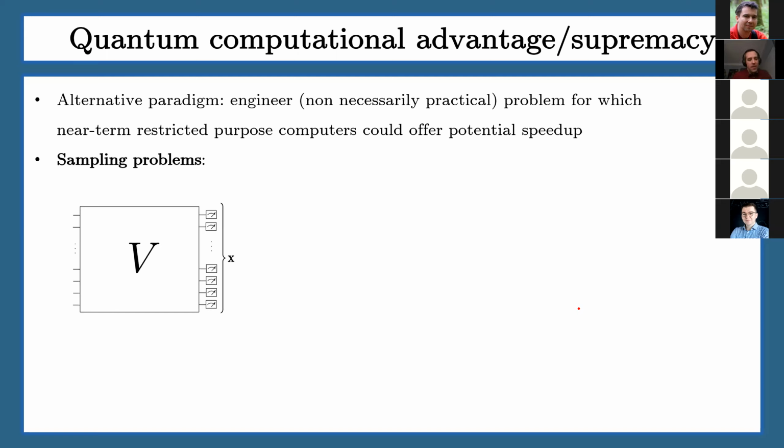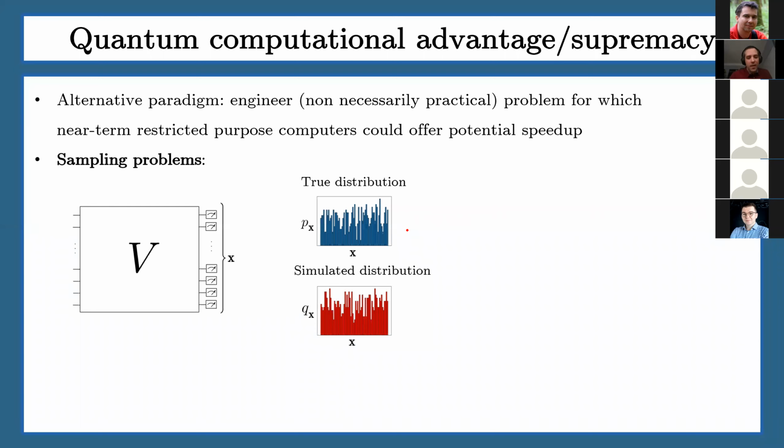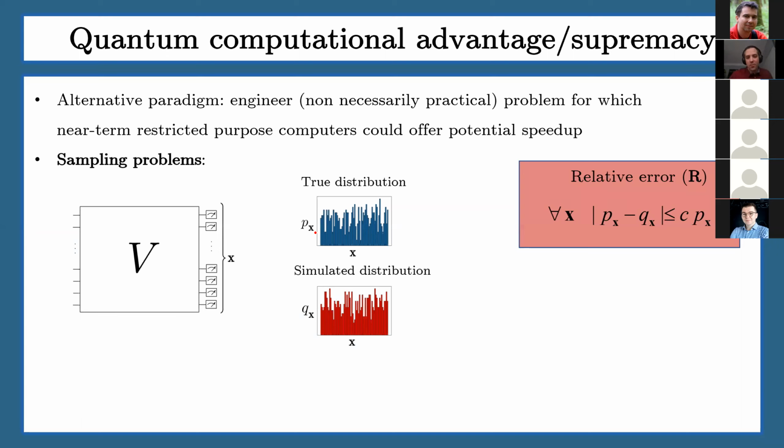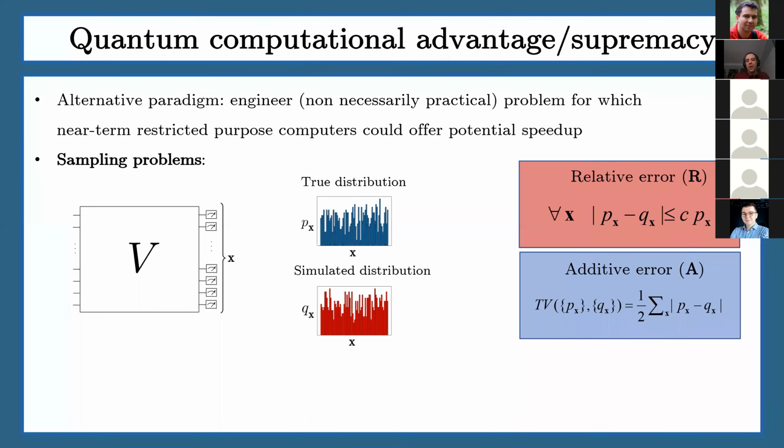So the task is, what the quantum circuit does, it samples from some probability distribution, right? And now the task of a classical computer is to sample from a distribution that would be in some sense close to this target quantum distribution. And there are some notions of error that you can have here. One is the relative error, which states that the simulated distribution is, for every element, every probability is close in relative error to the true probability directed by the quantum device. And the more realistic one is based on total variation distance.